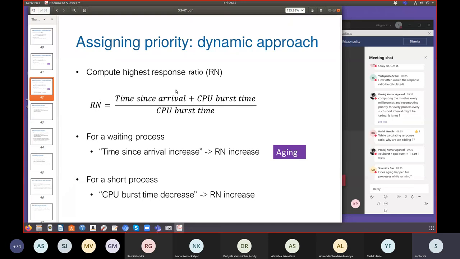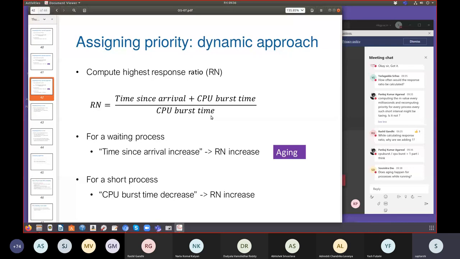Definitely the kernel keeps track of how much CPU time the process has used, or when the process has come in. These things definitely are kept, I mean the kernel keeps a note of these things. Whether this takes a lot of time, I really doubt how much extra time this would take.